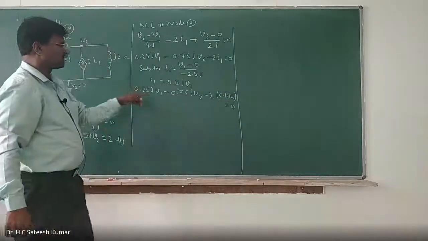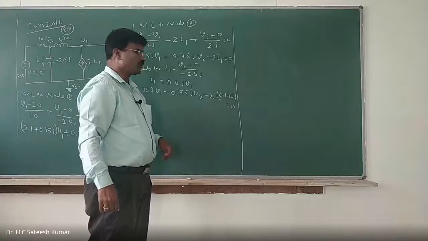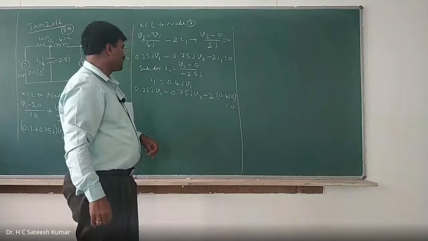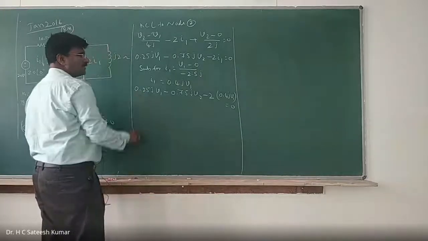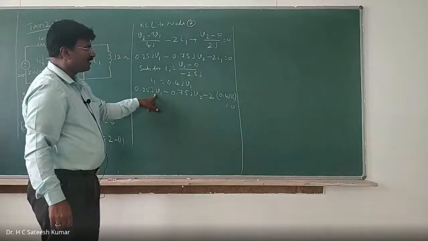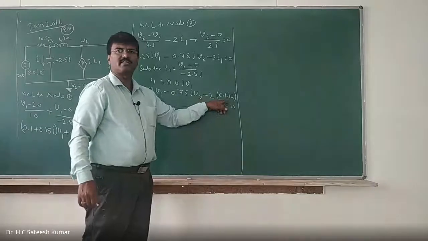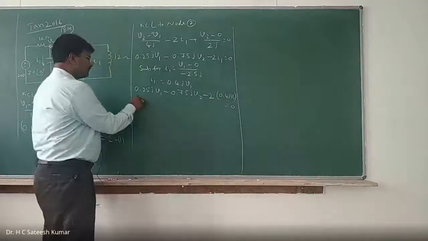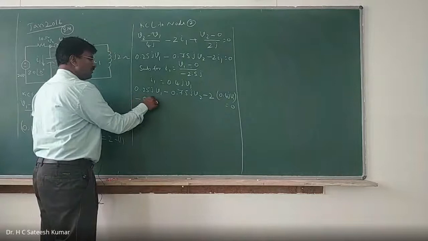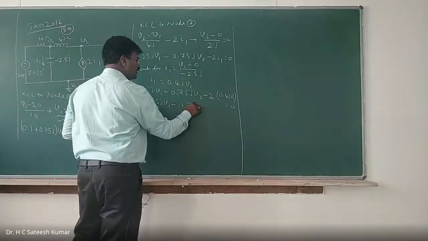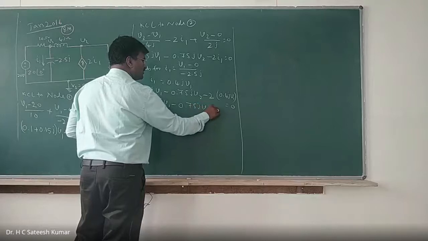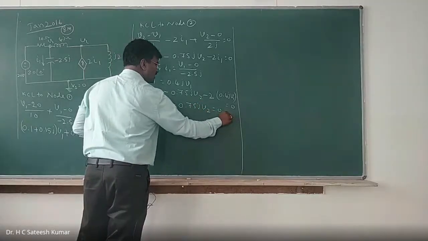Now add this: 2 into 0.4 is 0.8j, so 0.25j minus 0.8j. How much is that? Minus 0.55j into V1 minus 0.75j into V2 is equal to 0. Call this equation number 2.